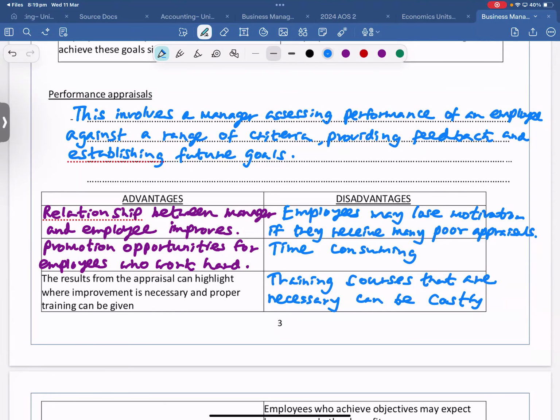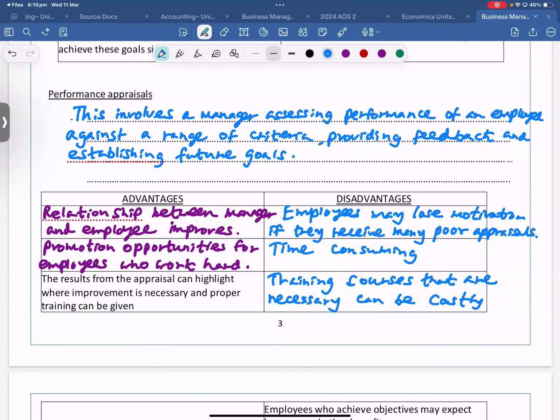Right. What is this one? Performance appraisal. How is it different from management by objectives? In management by objectives, they just set goals. But this one, the manager observes the employee, using different criteria.